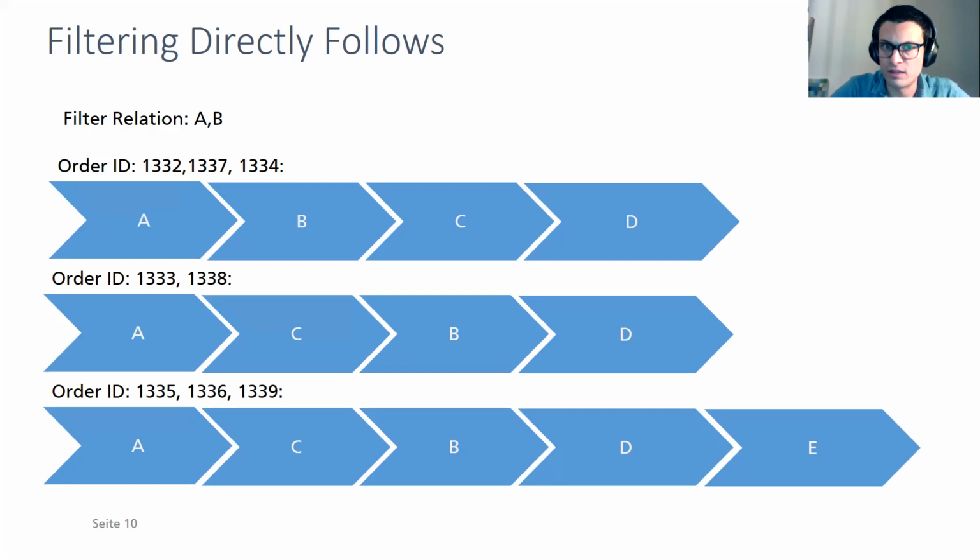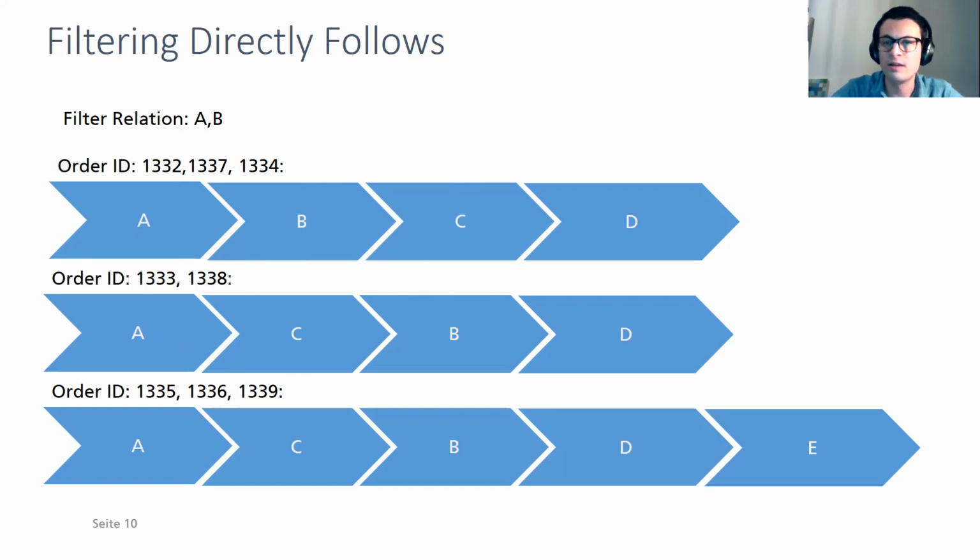So for example, if I'm interested in all the variants or traces that describe the relation A, B, then in this example, 3 traces will remain, the first batch of traces, 1332, 1337, and 1334, because this is the only variant that describes first an activity A and it's directly followed by activity B. The second and third variants don't have an activity A directly followed by an activity B, because in both examples, there is an activity C in between.